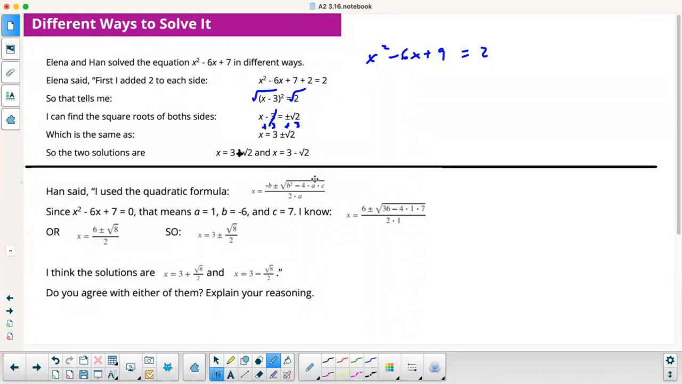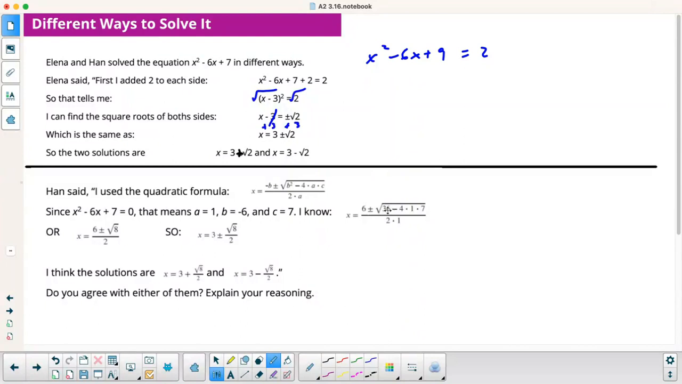All right, so Hans is going to jump in with the quadratic formula. So a would be 1, b would be negative 6, c would be 7. He plugged all those in for a, b, c, just basically cut and paste. So here we go. We have to do our order of operations.